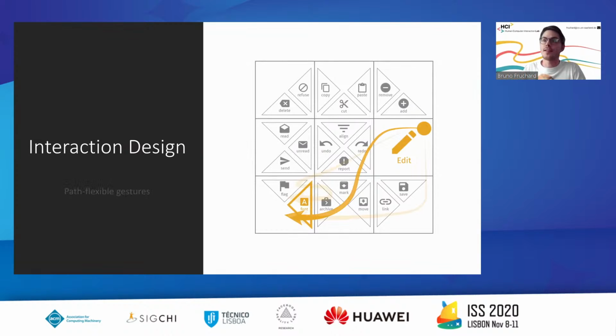What's interesting with SCM is that it's path flexible, meaning that the user can perform different paths to perform exactly the same gesture. So it enables the users to be free to decide on the strategy they want to use and also correct the path of the gesture if they made a mistake.